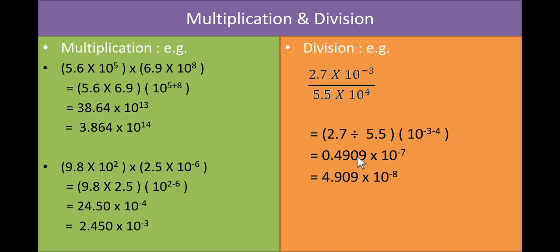Now to get the standard form we have to move the point 1 place to the right. If we move the point 1 place to the right, we have to decrease the exponent term by 1, that is minus 7 becomes minus 8. So now I think you have an idea about how to do multiplication and division in scientific notation and get a result in scientific notation.